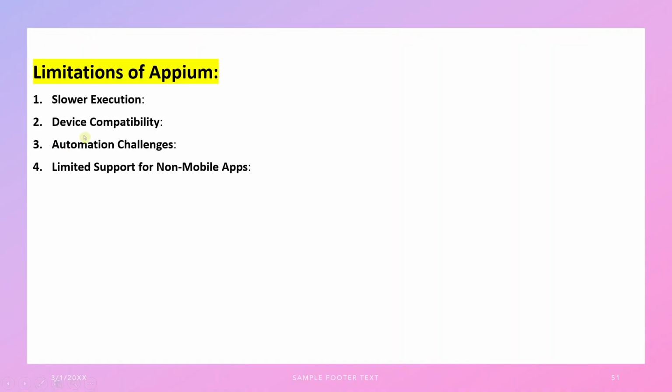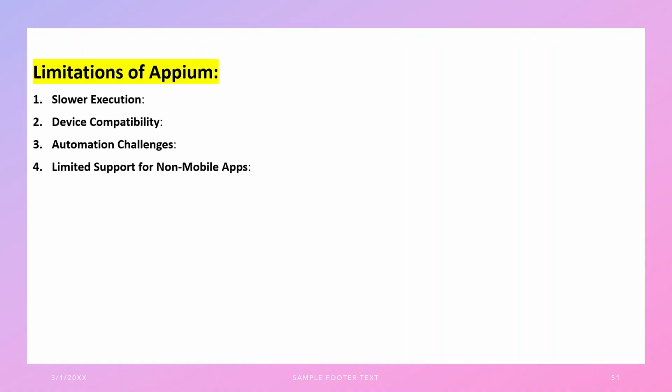Next is device compatibility. So what is device compatibility? Appium's compatibility with certain Android devices and iOS versions can be challenging. Sometimes, when you are working with some versions of Android devices and iOS devices, there will be some challenges here. Especially we have seen these challenges with Android 10. That is one of the limitations here. And automation challenges: automating tasks that require interacting with the device hardware features will be difficult. So we have to interact with some hardware features of the devices. That is a challenge here.